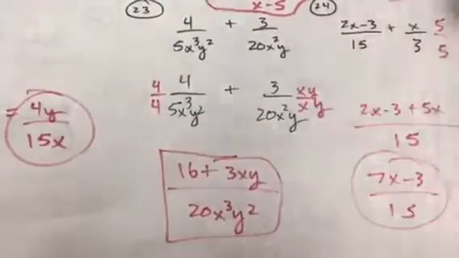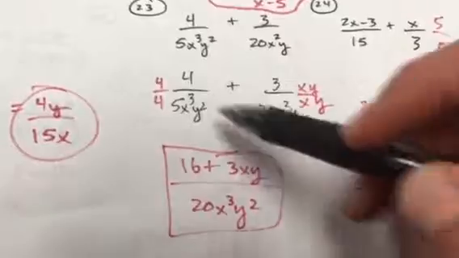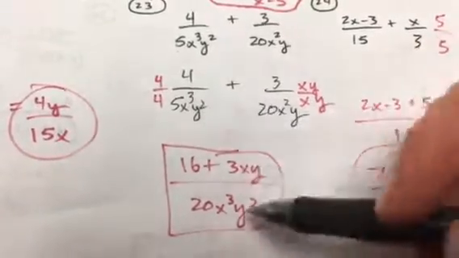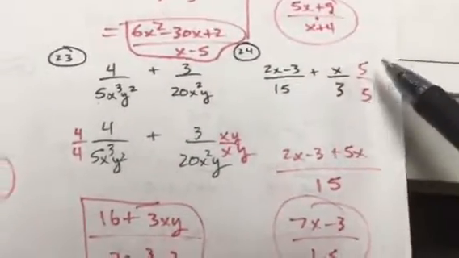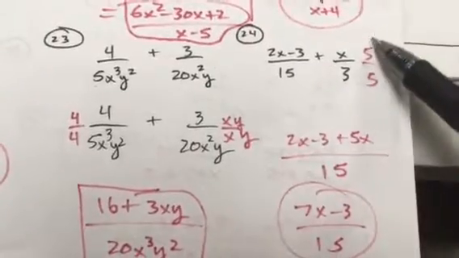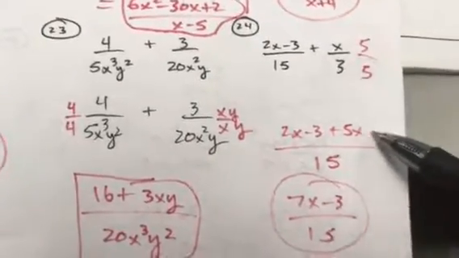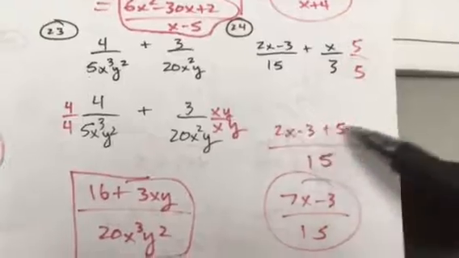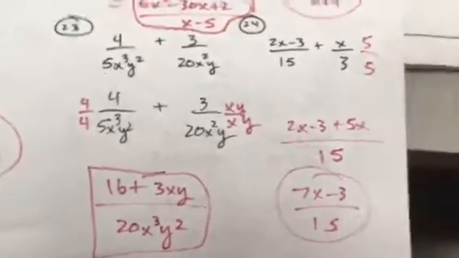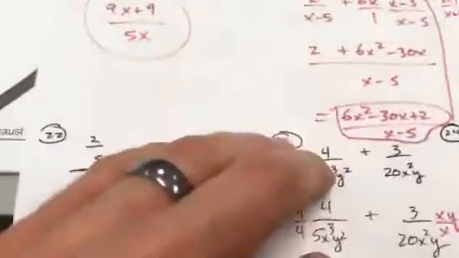You got the plus sign in between. The common denominator would be 20 x to the third, y to the second. Here, folks, how can I make 3 into 15 if you give it a 5 over 5? So that x becomes 5x now. 2x and 5x gives you 7x minus 3 over 15.